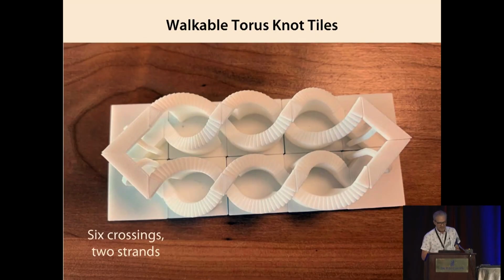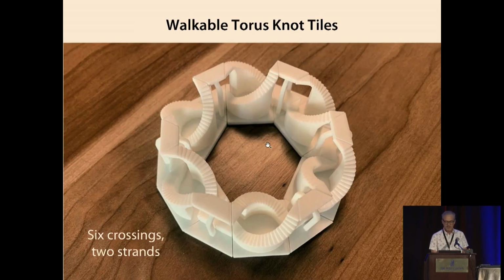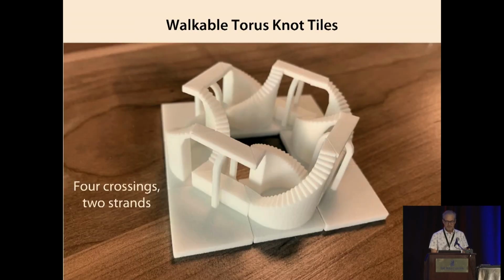I did a second set of knot tiles that's more amenable to torus knots. This is a 6-crossing 2-strand link. And we can do that same link in a different layout, hexagonal layout, if we use a double bridge that's on an equilateral triangle base. And the last one is a 4-crossing knot with 2 strands.